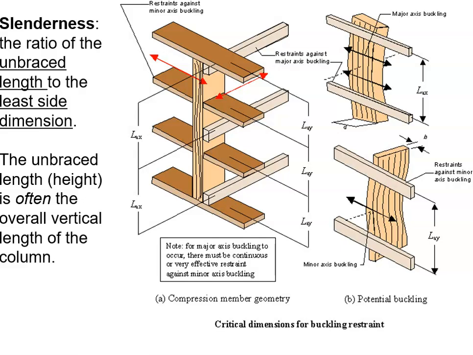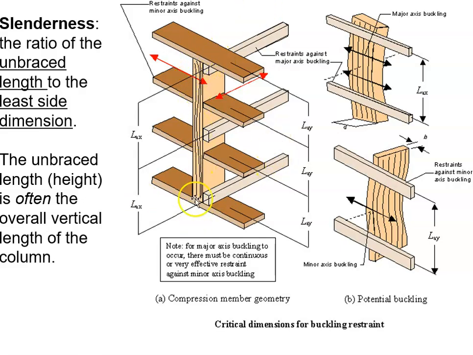Slenderness is an important concept that structural engineers are concerned with. Slenderness is the ratio of the unbraced length to the least side dimension. So two things are being compared here, or turned into a ratio: the unbraced length and the least side dimension. The unbraced length, the height, is often the overall height of a column. That is true. If there's no brace, then the unbraced height is the overall vertical length of the column.